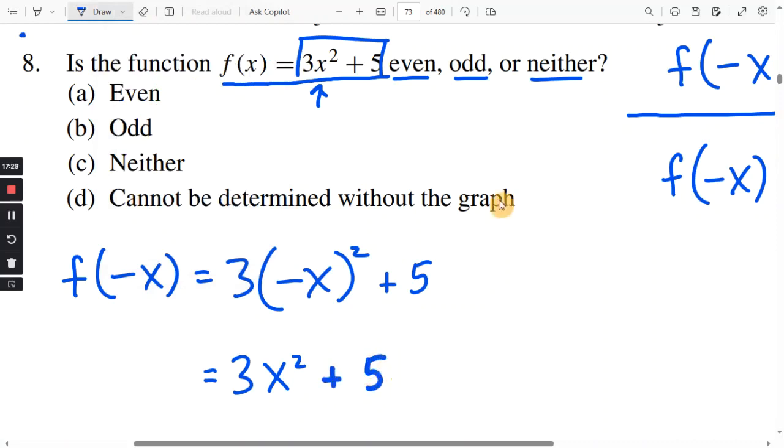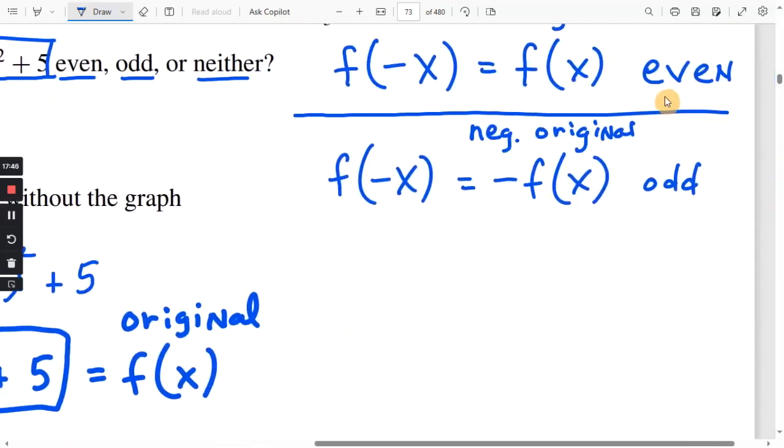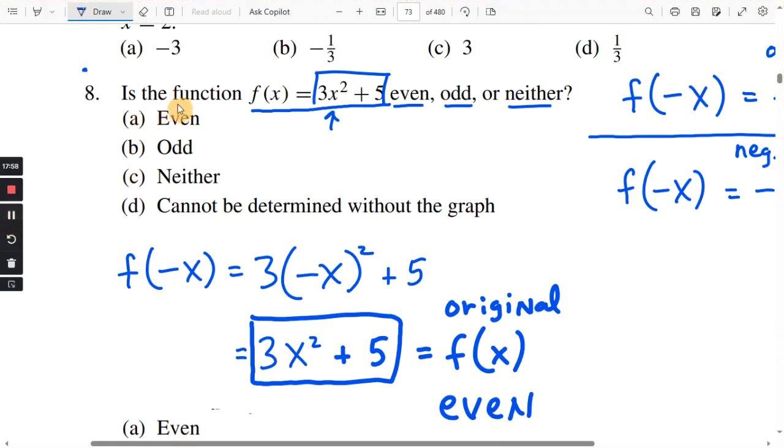Now let's see. Does this equal the original? Yes. That equals the original f of x. All right, and we said if it equals the original, that it's going to be even. So since f of negative x equals f of x, it's even. So that is answer A, even.